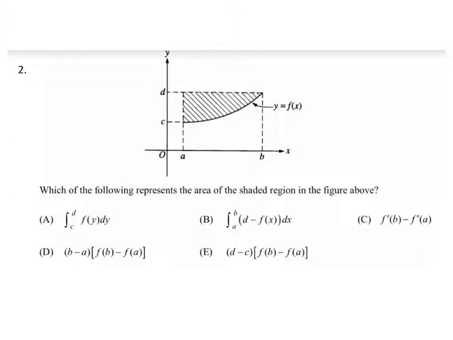Okay, our next problem is a volume problem or area problem. And it wants to know which of the following is going to be the area of the shaded region. So notice that all of this is that shaded region, and that's going to be y equals f of x. So our top boundary minus the bottom boundary is going to be d minus f of x. So automatically we see there's not going to be any other answer choices that would have that. And so we see that we have answer choice B.